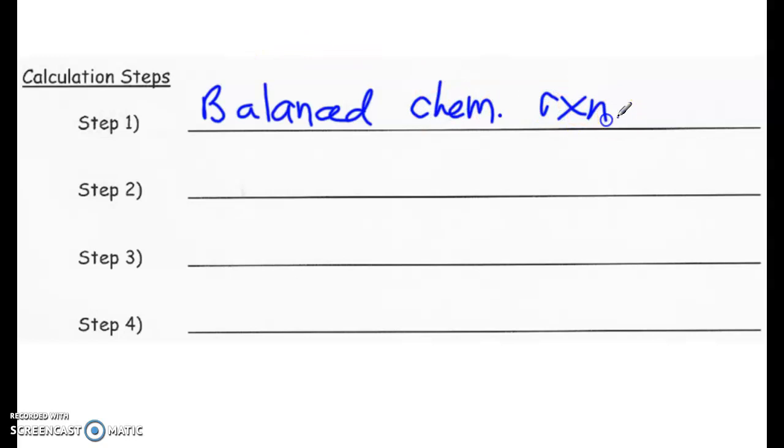So step number 1 is you must have a balanced chemical reaction. So sometimes you'll be given a description and you have to write the balanced chemical equation from scratch. So that's like what you did in Unit 2. Sometimes you're going to have an equation, but you have to balance it. And sometimes you'll be given it. Okay, but no matter what, you cannot continue in this method until you have a balanced chemical reaction.